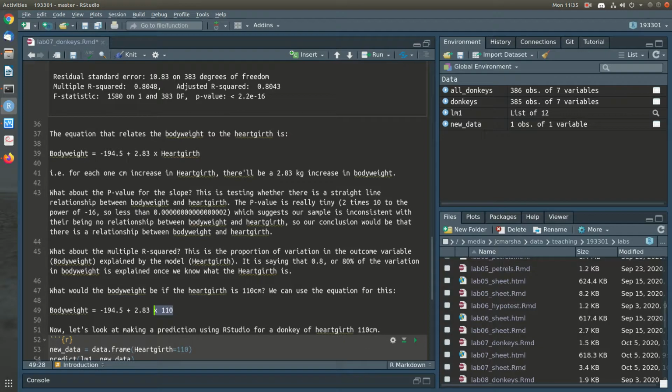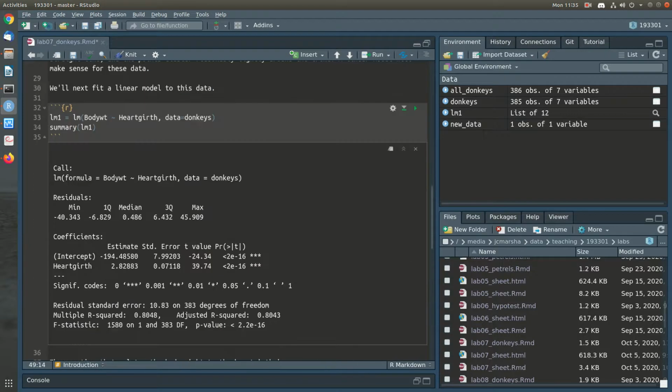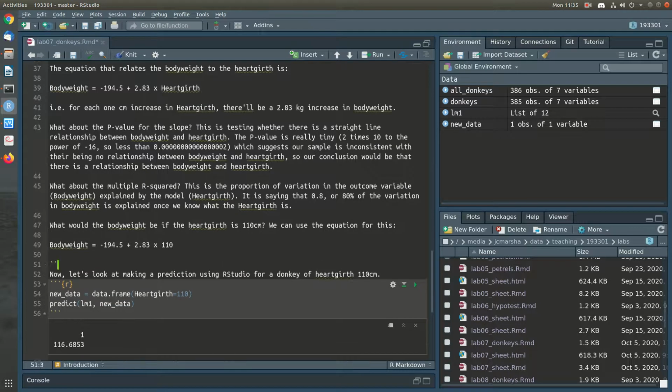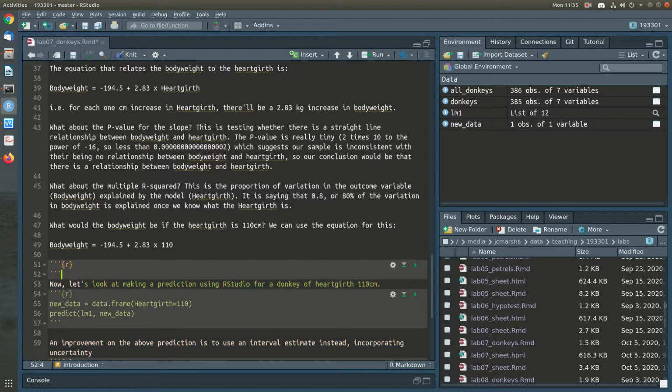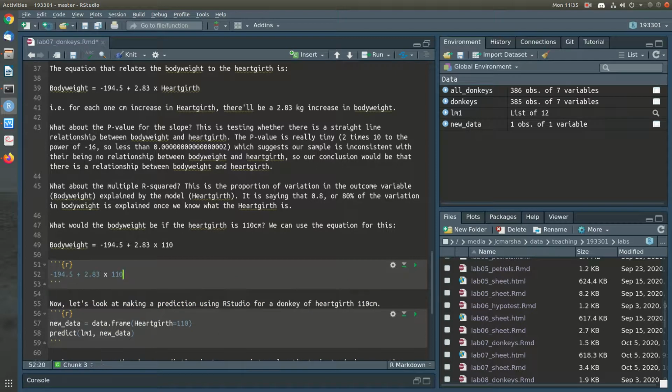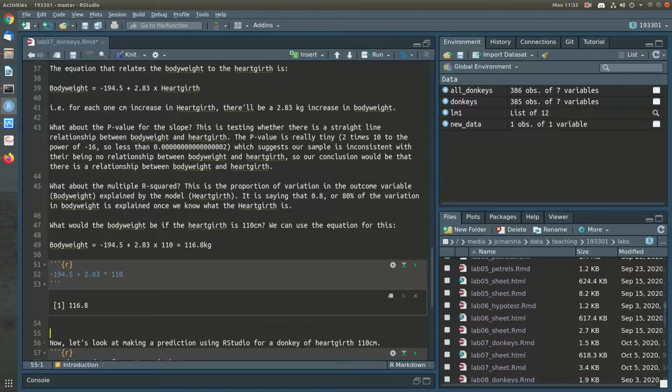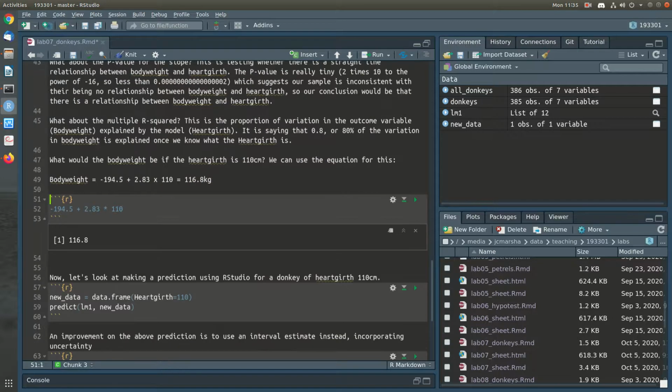Okay, so let's use RStudio for this. We can put it in, maybe we'll put a new code block here. All right. Now remember, times in R is the little asterisk above the 8. So let's run that. There we go, 116.8 kilos. Okay, you could use your calculator for that as well, right? Or just, you know, do it by hand if you like as well.